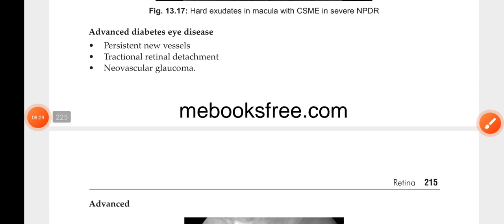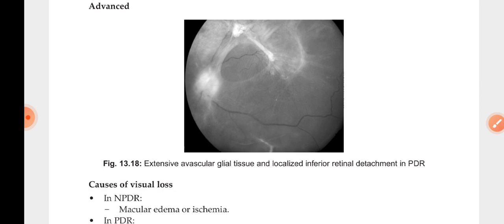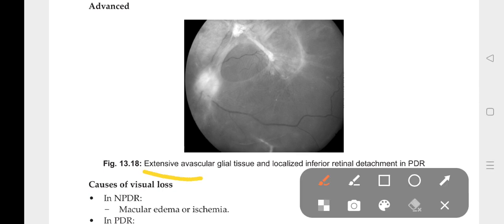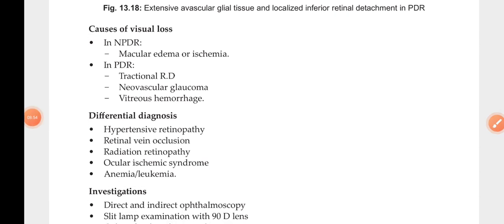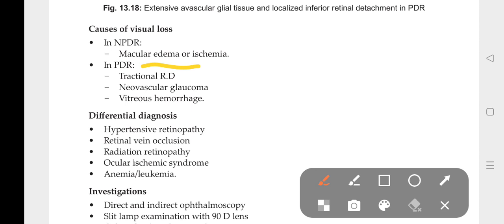Now coming to advanced diabetic eye disease: persistent new vessels, tractional retinal detachment, and neovascular glaucoma. Here we can see extensive avascular glial tissue and localized inferior retinal detachment in PDR, this whitish thing. Causes of visual loss in non-proliferative diabetic retinopathy are macular edema or ischemia. In proliferative, it is because of tractional retinal detachment, neovascular glaucoma, or vitreous hemorrhage, as there is neovascularization.